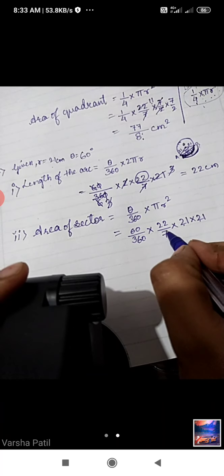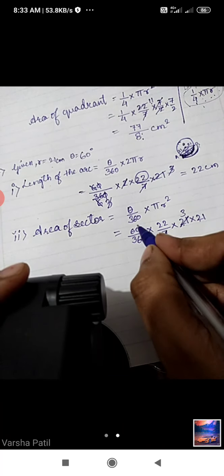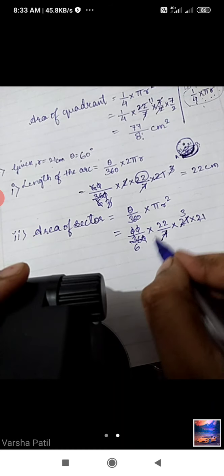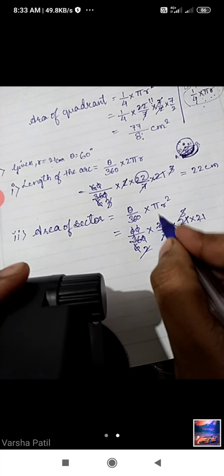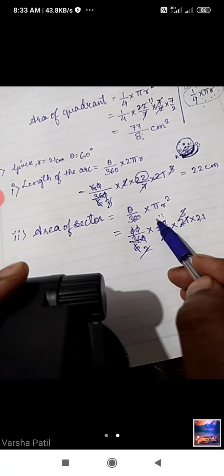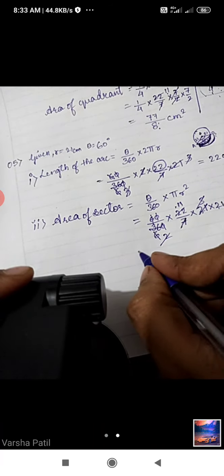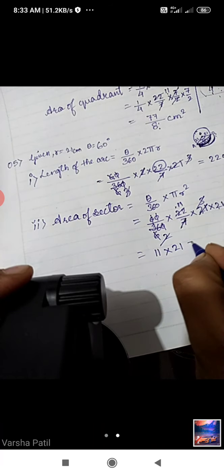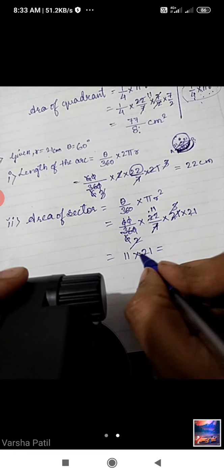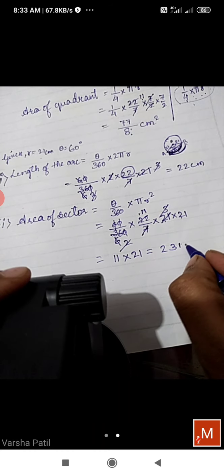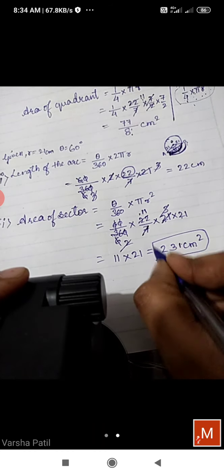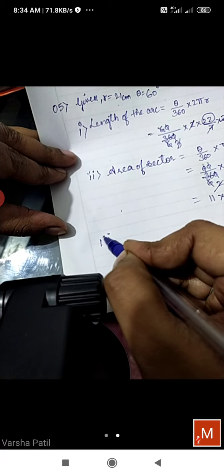21 into 21. 7 threes are 21, 0 and 0 cancel. 6 ones are 6, 3 ones are 3, 2 ones are 2, 11 ones are 11. What is remaining now? 11 into 21 is remaining. Tell me the answer. 11 into 21 is equal to, yes, 231 centimeter square is the answer for the area of sector. Now comes area of segment. Here how we are using is a little bit complicated question.